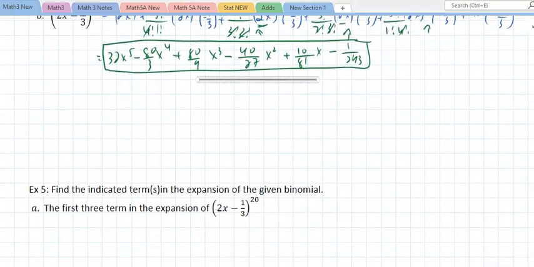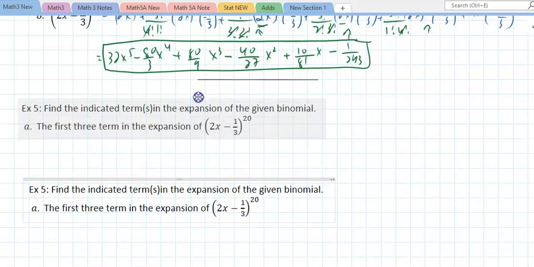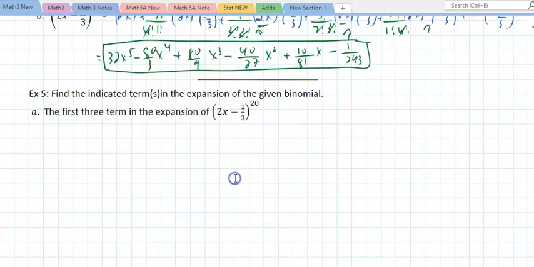Now, this is where it all applies. We want to take an expansion and find specific terms. So find the indicated term or terms in the expansion of the given binomial.